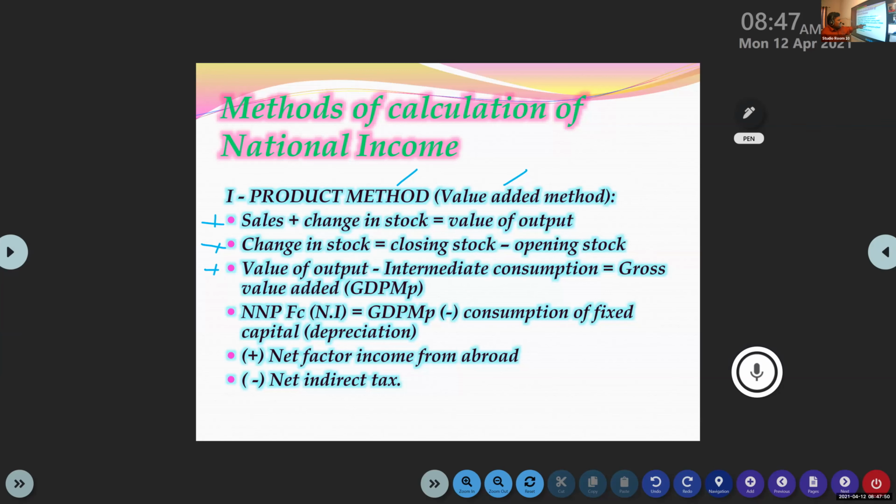Okay, so value of output minus intermediate consumption is equal to gross value added. That is for GDPMP, gross domestic product at market price. Clear? So gross value added is otherwise termed as gross domestic product at market price. The concept here is D, domestic. Clear? Domestic. Okay, gross domestic product at market price.